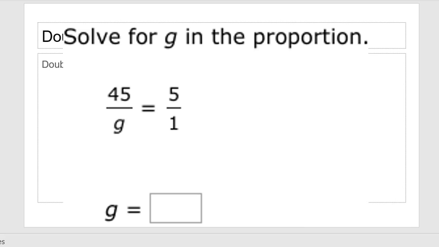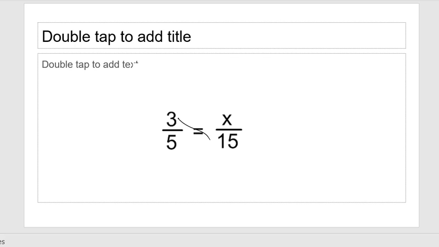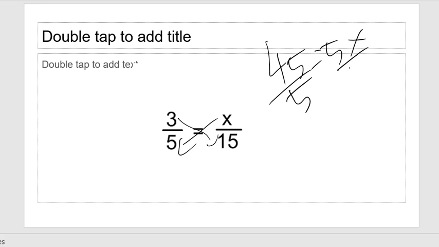Okay, second one. We're still cross multiplying. Pretty much every single problem you're going to cross multiply. You're going to get 45 equals 5g, divided by 5, divided by 5. You get g equals 9. Next one. 3 times 15 is 45 again. Equals 5x. We divide by 5, so x equals 9.